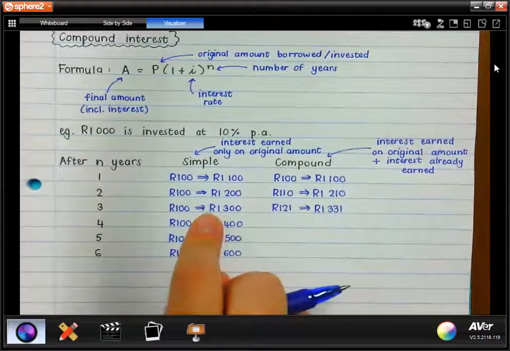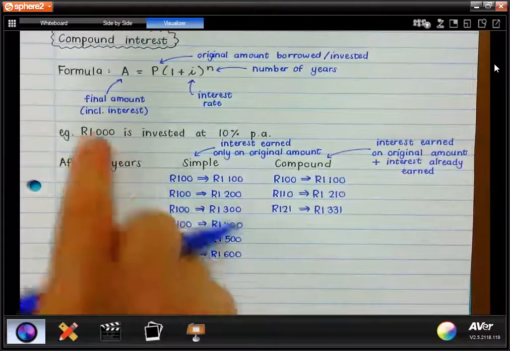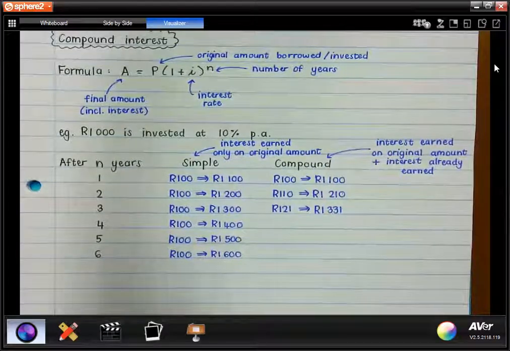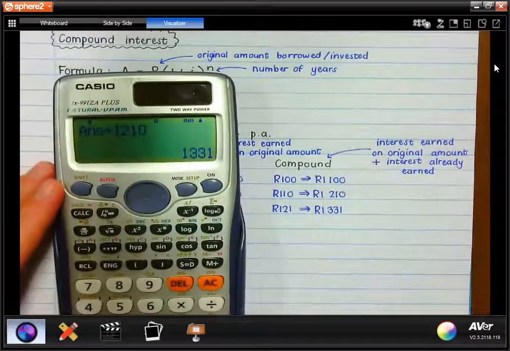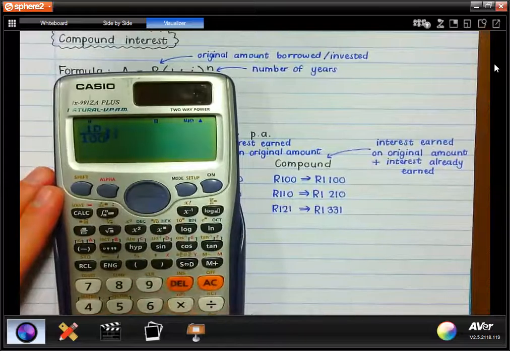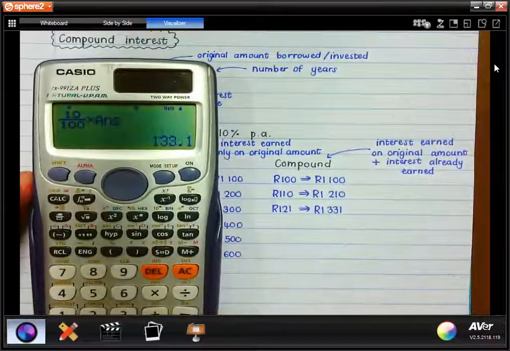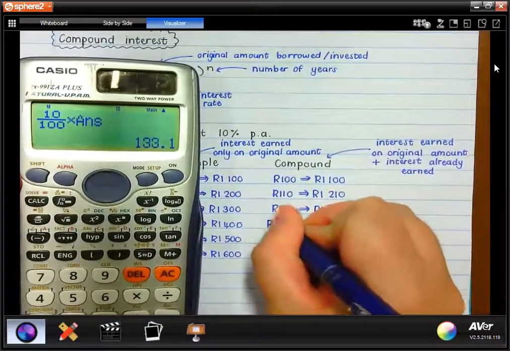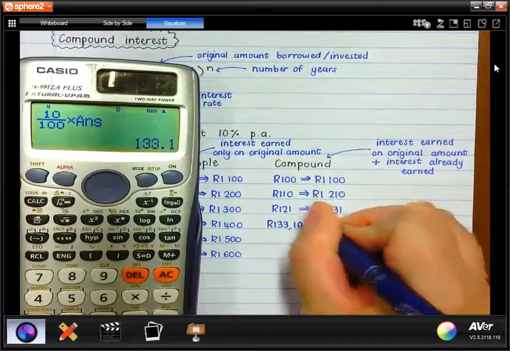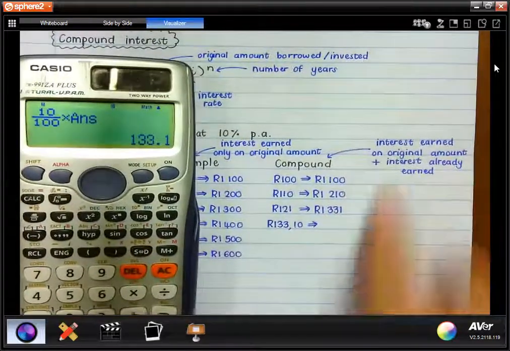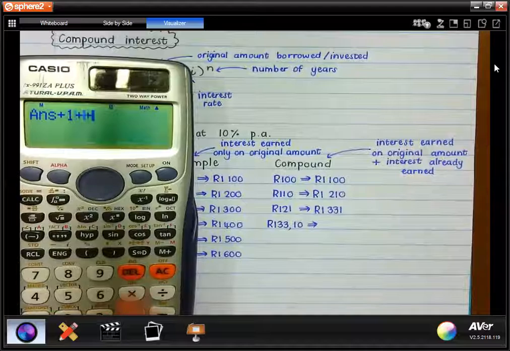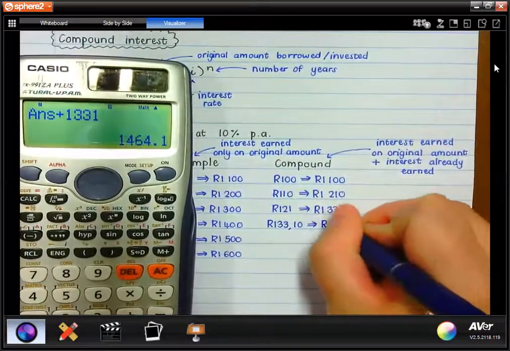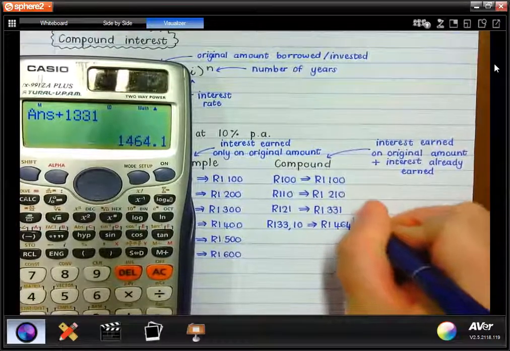Why? Because with simple interest, we're earning the same interest amount every year, just calculated on the original. With compound, the interest is calculated on the amount that's actually in that account. Okay, so now we're going to do 10 over 100, 10% of our new amount, which is 133 rand and 10 cents. You see that it's just getting more and more every year because we have more and more money in that account. So now we're sitting on 1,464 rand and 10 cents.